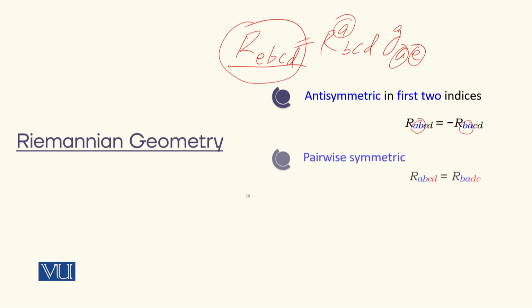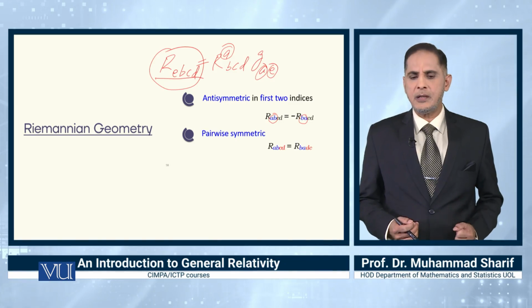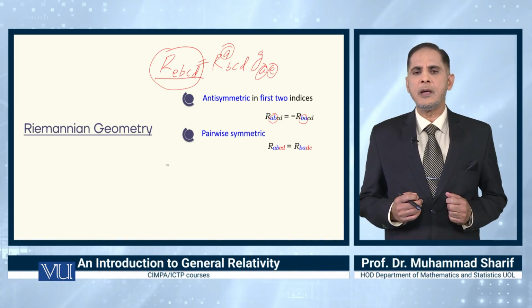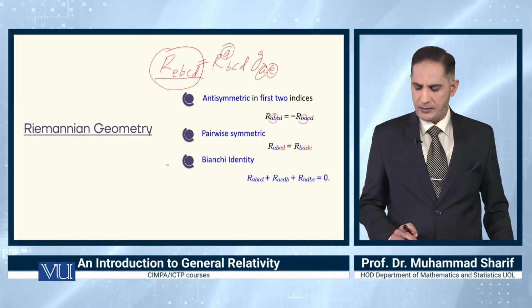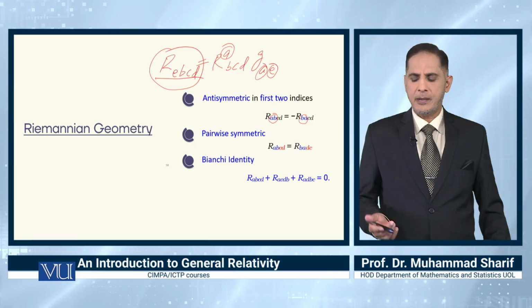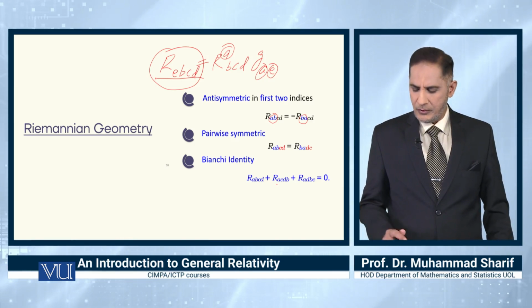Similarly, if we interchange the CD with DC, then we have symmetric properties. So this is pairwise symmetry. I mean, we have interchanged the two indices AB and CD simultaneously. So in other words, you can say this is a symmetric tensor if we have a pairwise interchange of the indices. So we can write the Bianchi identity in terms of this tensor as follows. We have just lowered the index.